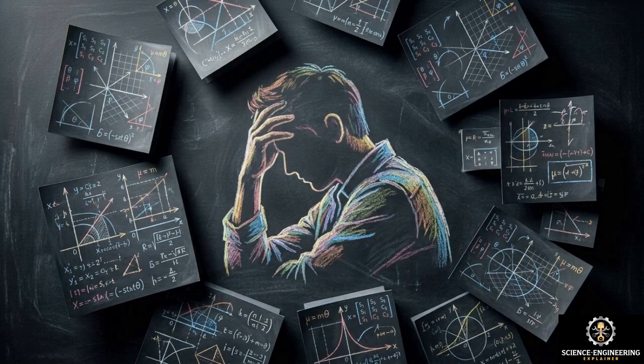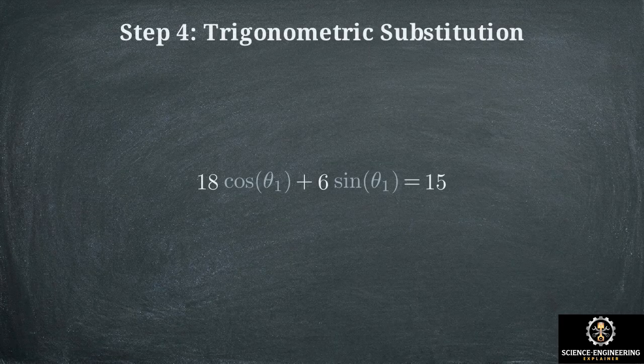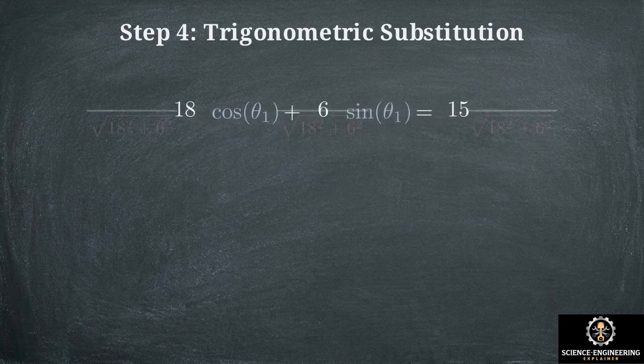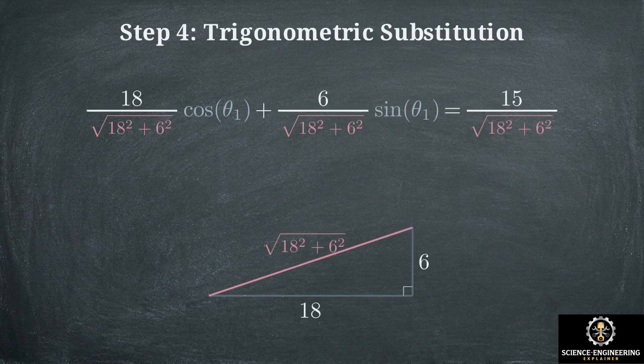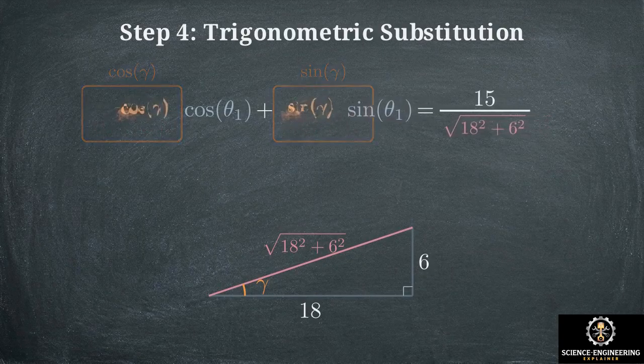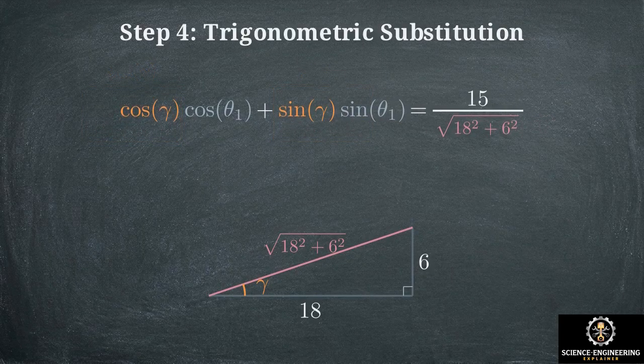Even in this simplified state, theta 1 cannot be isolated using basic algebraic moves. In step 4, trigonometric substitution, we divide every term by the square root of 18 squared plus 6 squared. Mapping these fractional coefficients onto a right-angle triangle introduces a known angle, gamma. We substitute the equation's coefficients for gamma's cosine and sine.